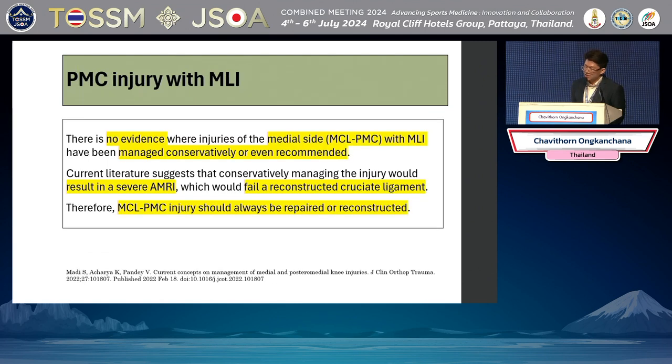However, in the case of PMC injury in multi-ligament injuries, up to this day, there has not been any evidence supporting conservative treatment in this condition. Furthermore, most of the literature suggests that surgical repair or reconstruction should always be the first choice.